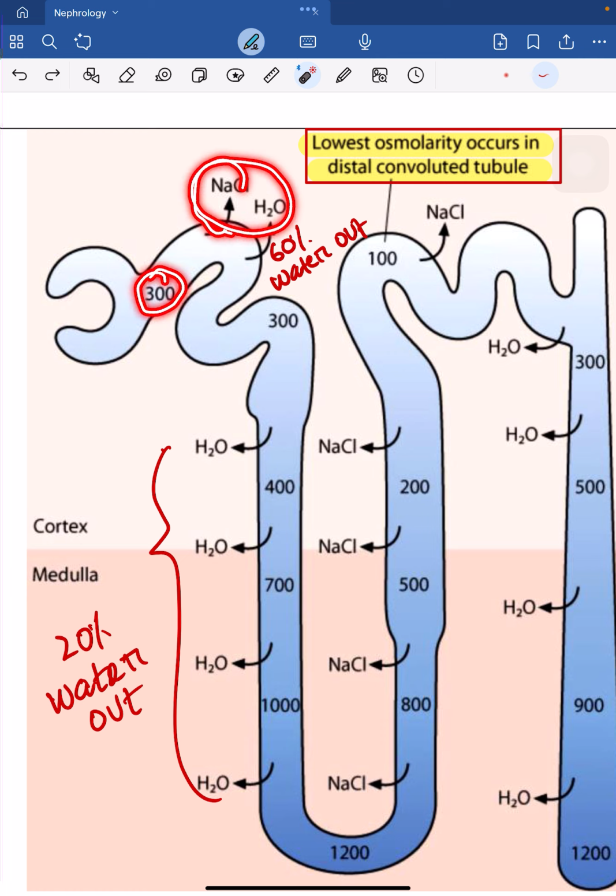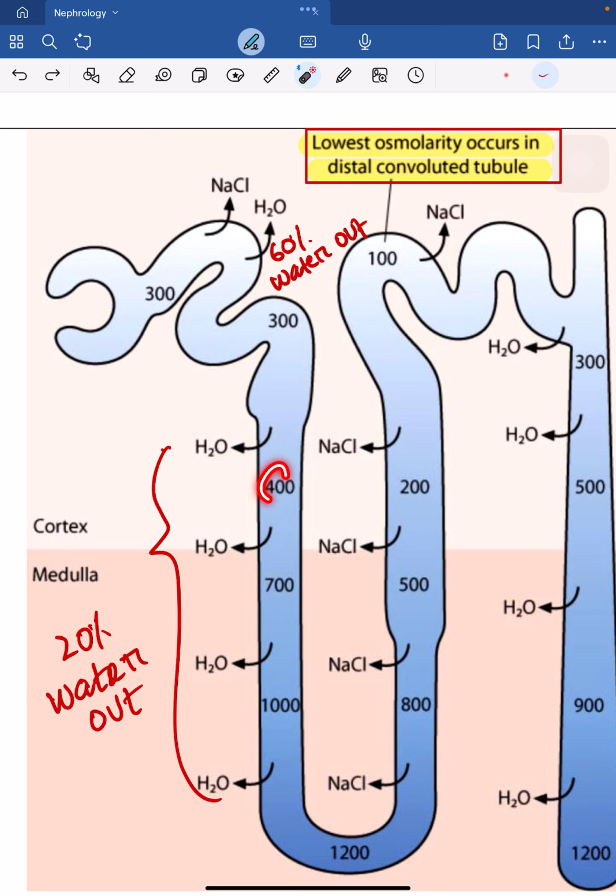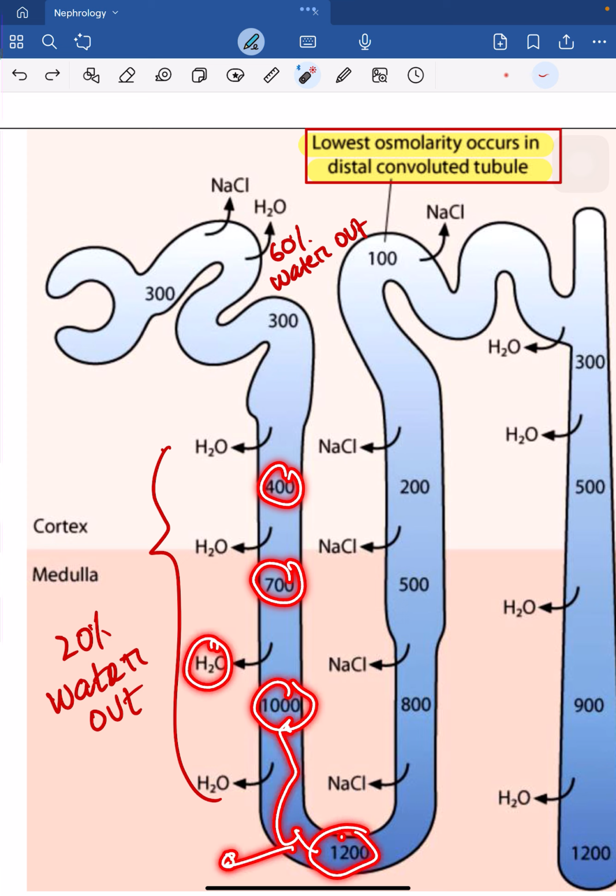Here osmolarity is 300 milliosmol per kg, and as both water and solute are out, the osmolarity remains the same, 300. When we show the descending limb of loop of Henle from the proximal convoluted tubule, water is out, so osmolarity is going to rise: 400, 700, 1000 as water is out. In this portion water is out, the osmolarity is 1200.